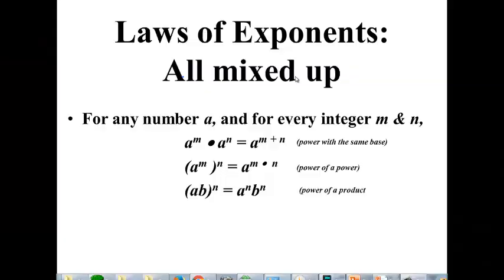Let us now apply all the properties that we have learned so far. We have power with the same base. If you have a raised to m times a raised to n, copy the base and add the exponents m plus n. If you have a raised to a power raised to another power, just copy the base and then multiply the two exponents m times n. And if you have a power of a product, you can distribute your n to each of the factors. You will have a raised to n, b raised to n.